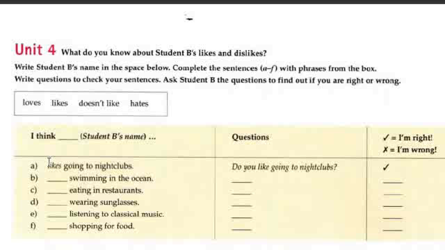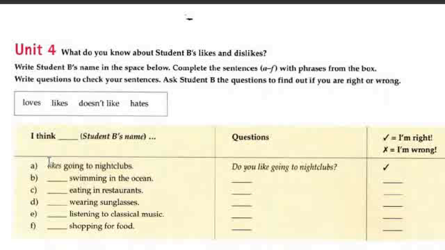Letter C, eating in restaurants. I also think that you like eating in restaurants, so I would say likes eating in restaurants. Letter D, wearing sunglasses. Well, I don't think you like wearing sunglasses, but I would say doesn't like. I wouldn't say that you hate it, but doesn't like.